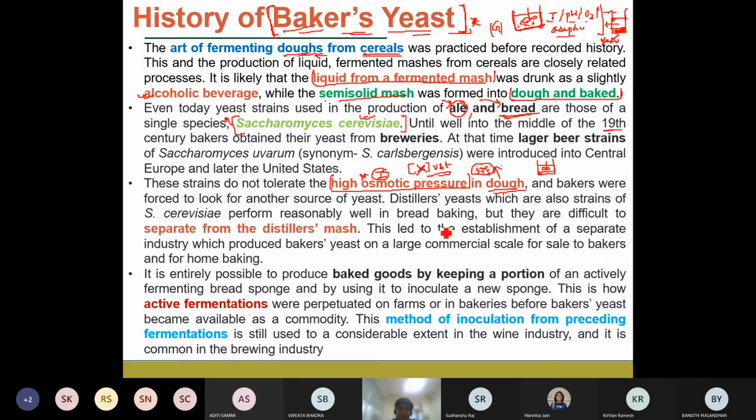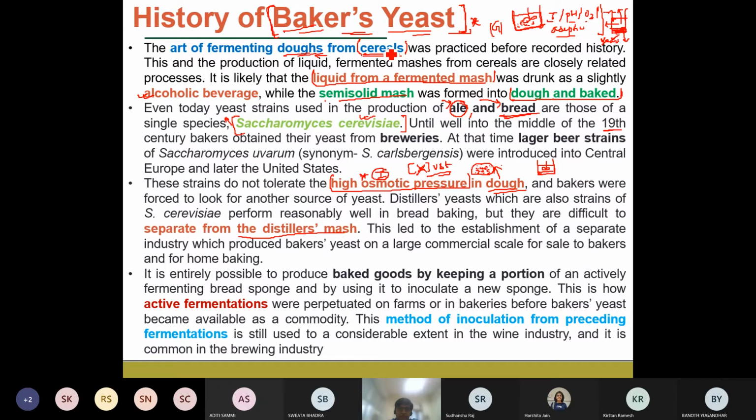Another problem was that when we have the fermentation process and you take out the liquid component, which forms the alcoholic beverages, we have the bottom settled part of semi-solids. It was very difficult to separate from the distilled mash. What is happening is that these settled semi-solids in the fermenter are a combination of the yeast as well as the cereals.